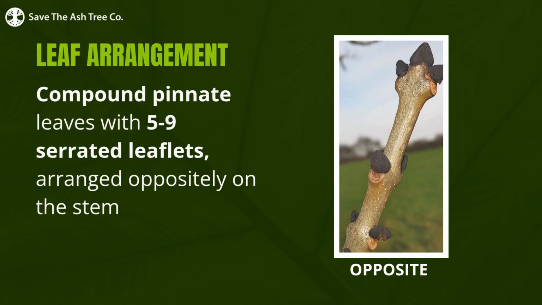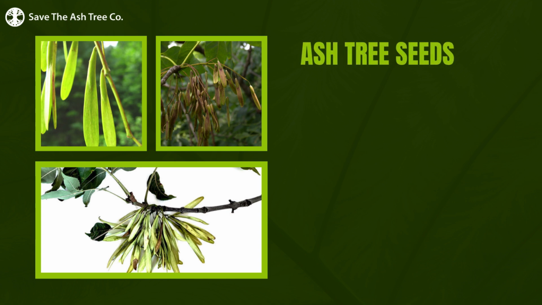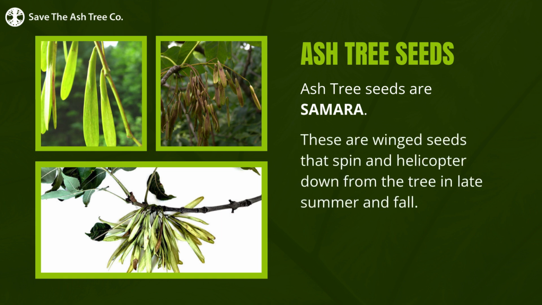Seeds. Let's talk about ash tree seeds, which we mentioned last time. They're called samaras, and they're absolutely fantastic. These are those winged seeds that spin and helicopter down from the tree in late summer and fall. They're sometimes called ash keys because they kind of look like old-fashioned skeleton keys. Kids love playing with these. If you see these distinctive winged seeds hanging in clusters or scattered on the ground beneath a tree, that's a great confirming clue that you're dealing with an ash tree.